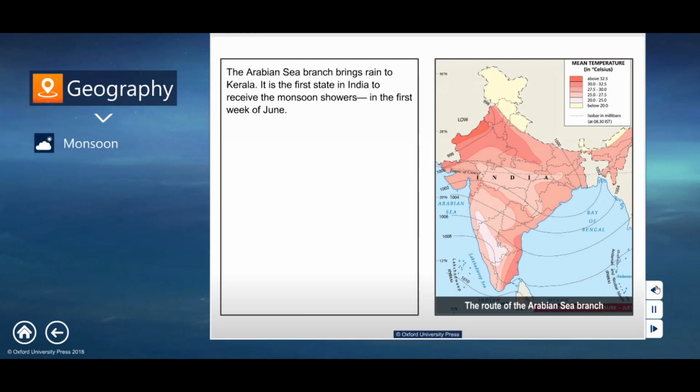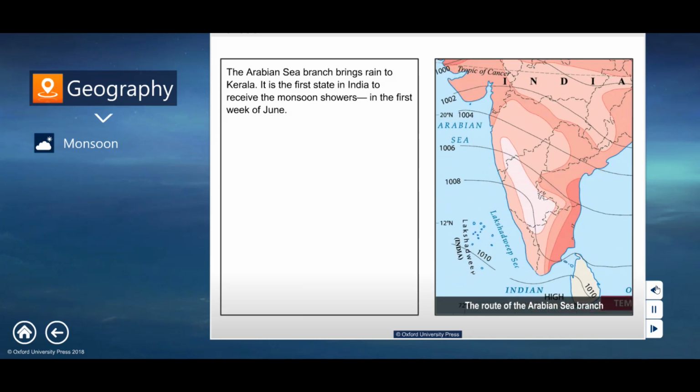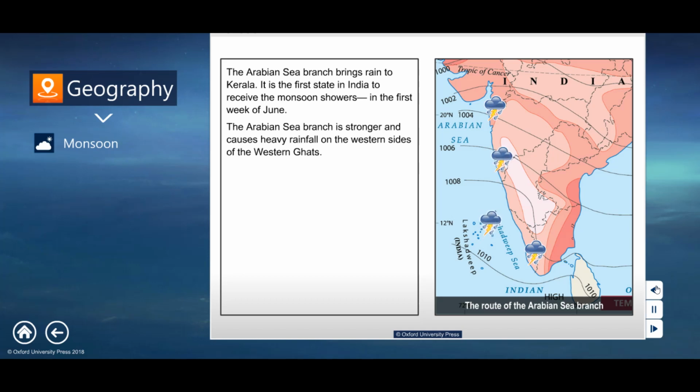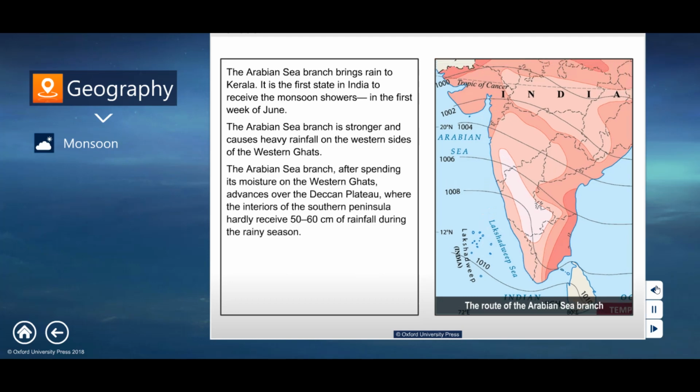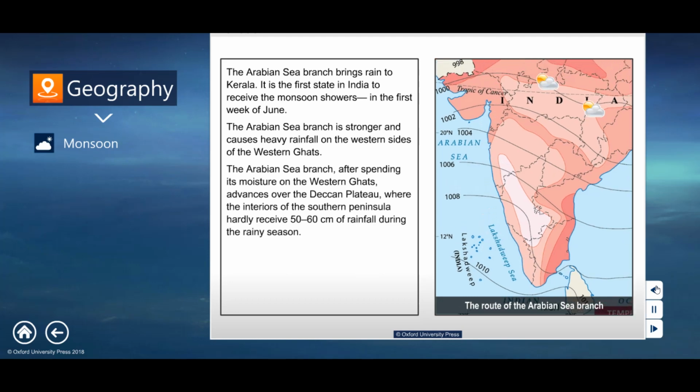The Arabian Sea branch brings rain to Kerala. It is the first state in India to receive the monsoon showers in the first week of June. The Arabian Sea branch is stronger and causes heavy rainfall on the western sides of the Western Ghats. After spending its moisture on the Western Ghats, it advances over the Deccan Plateau, where the interiors of the southern peninsula hardly receive 50 to 60 centimeters of rainfall during the rainy season.